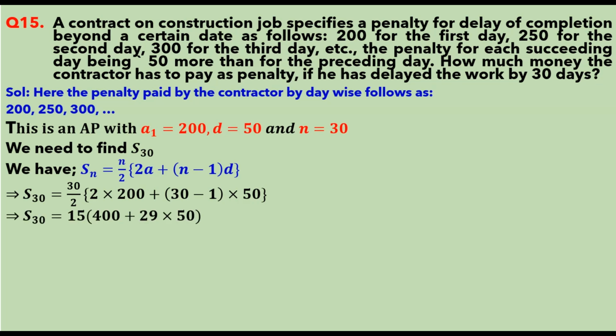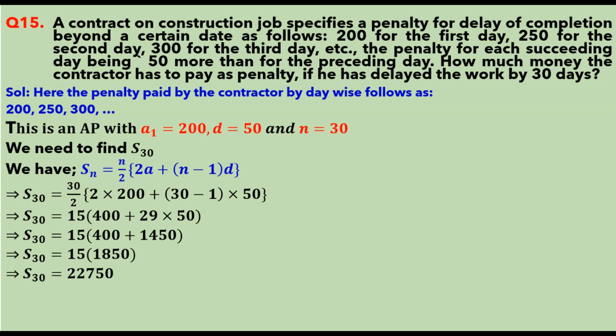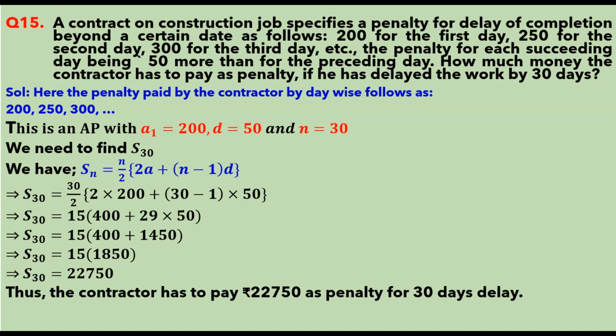Simplifying this a little, we get 15 into (400 plus 29 into 50). Further simplifying, we get 15 into (400 plus 1450). Simplifying the bracket first, we get 15 into 1850, and finally simplifying, we will get 27,750. This means the contractor has to pay rupees 27,750 as penalty for the 30 days delay of the work.